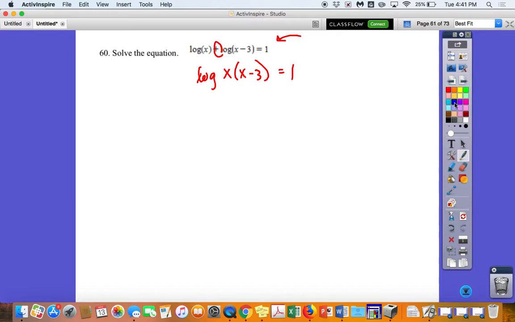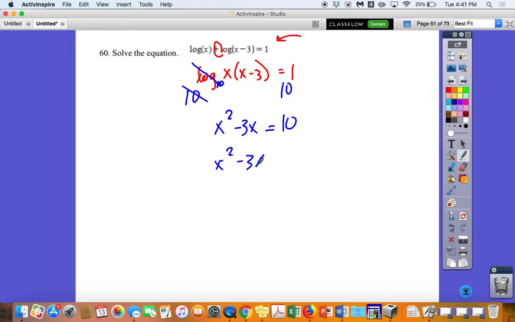Okay, now you can go through, and you know that base is 10. So what we had done is you take whatever your base is and use that on either side. These now cancel, and I'm going to go ahead and distribute that as x squared minus 3x. And over here, this is 10 to the 1st, so that's 10.